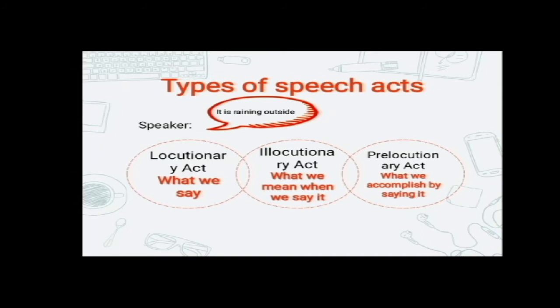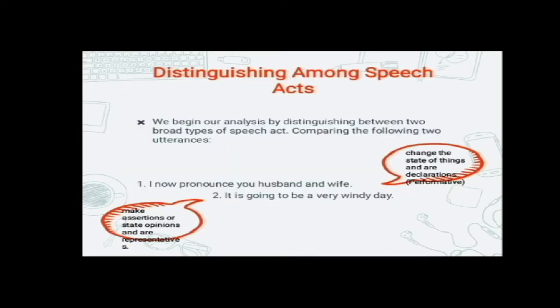Here's the summary of the 3 types of speech acts. We use a statement, "It is raining outside." The locutionary act is what we say or the actual words of the message. The illocutionary act is what we mean when we say it, or what the speaker means to convey. The third one is a perlocutionary act, what we accomplish by saying it, or the hearer's action to the speaker's message.